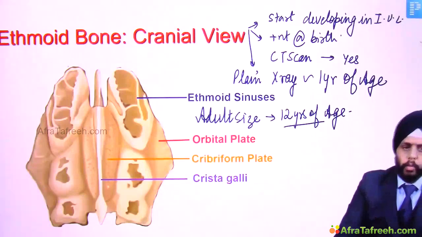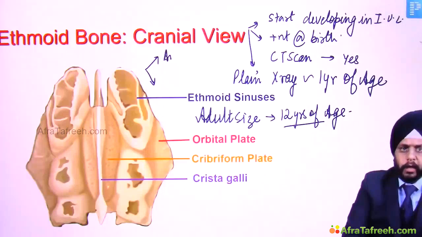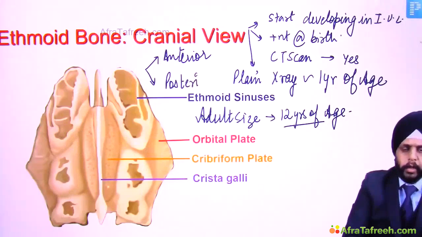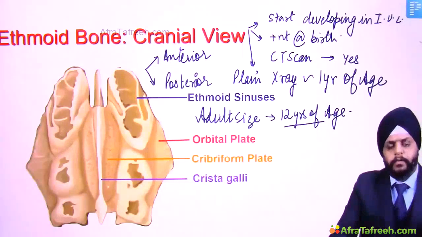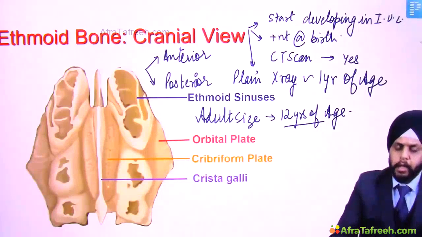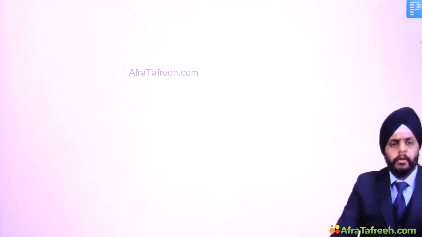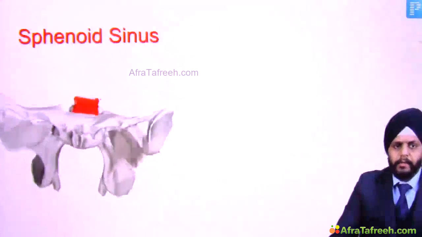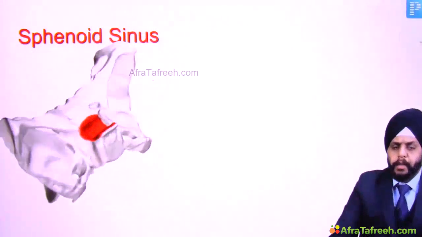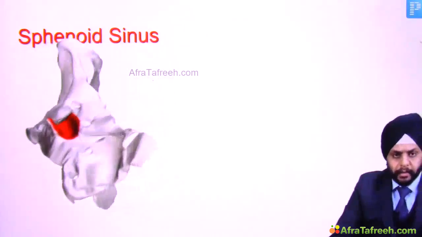Just remember one more thing: these ethmoid sinuses are divided into two groups, known as the anterior group and posterior group. So we have anterior ethmoids and posterior ethmoids, and this classification we will discuss more in the anatomy of the nose and paranasal sinuses. Okay, so let's go to the next sinus, and the next sinus to develop is the sphenoid sinus.